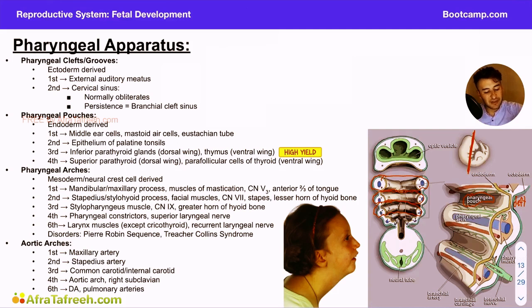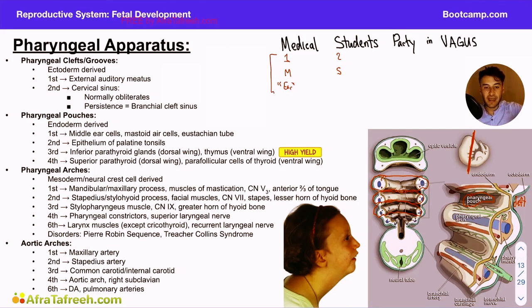Before we get started talking about each of the individual structures, I want you guys to have a mnemonic, and this is called Medical Students Party in Vegas. What happens here is I'm highlighting this 1, the M, and the ear, and then I'm going to be highlighting the 2 and the S, and this is going to help us with our first set of structures, and it's going to continue throughout the video, so pay attention, it will make sense in a minute.